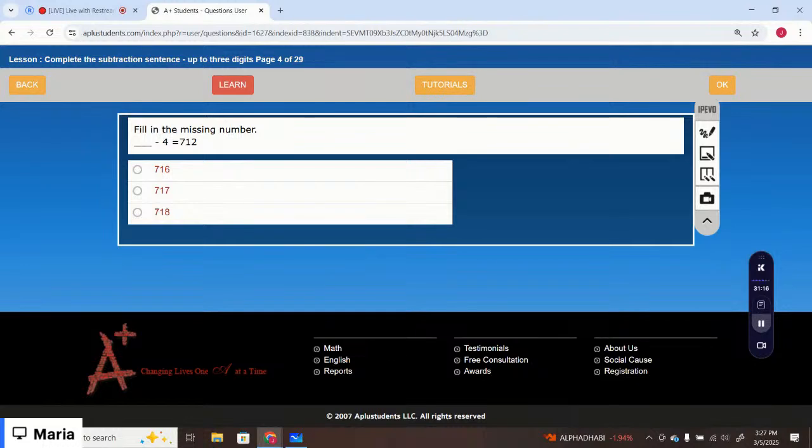Fill in the missing number, which is the correct option. 716 take away 4 equals 712. Option number 1 is the correct option.